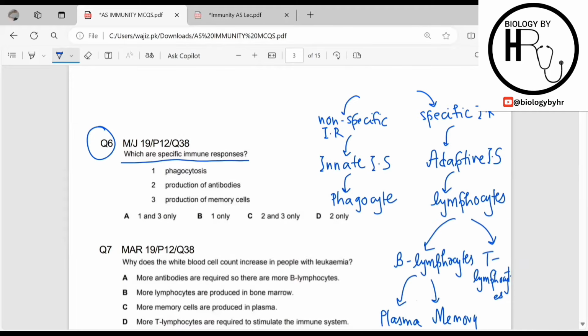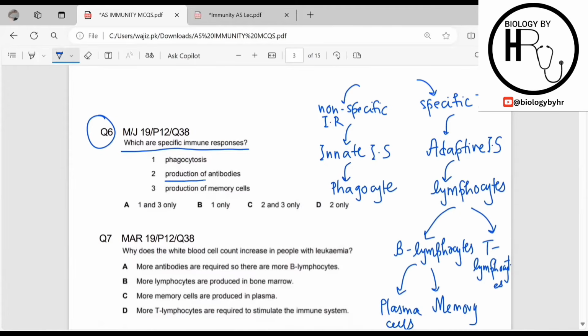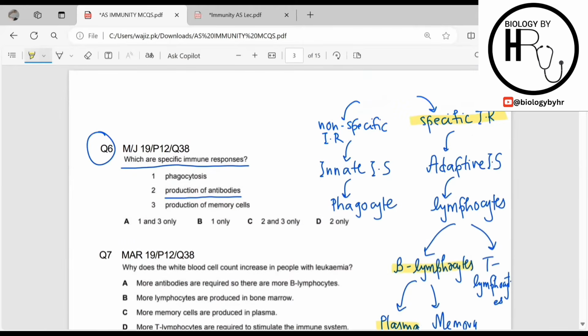So what they're asking us in the question is which are the specific immune responses. We know that the specific immune response carries out the production of antibodies. Why? Because in the specific immune response, the B lymphocytes take part and differentiate into plasma cells that secrete the antibodies. So statement 2 is correct.